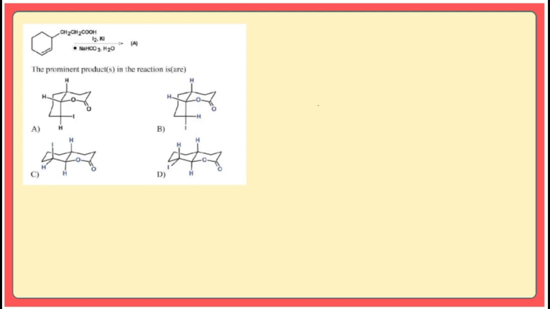For example, in this case, it is an unsaturated carboxylic acid, and the reagents added are iodine and a base. So this information will lead us to a reaction called iodo-lactonization. That means it will tell you that the product formed will be a lactone. What are lactones? A cyclic ester. With this much information, you can easily predict the structure of the product.